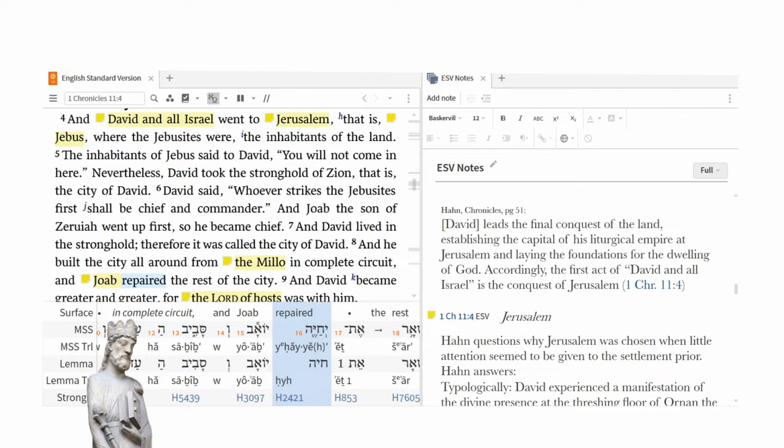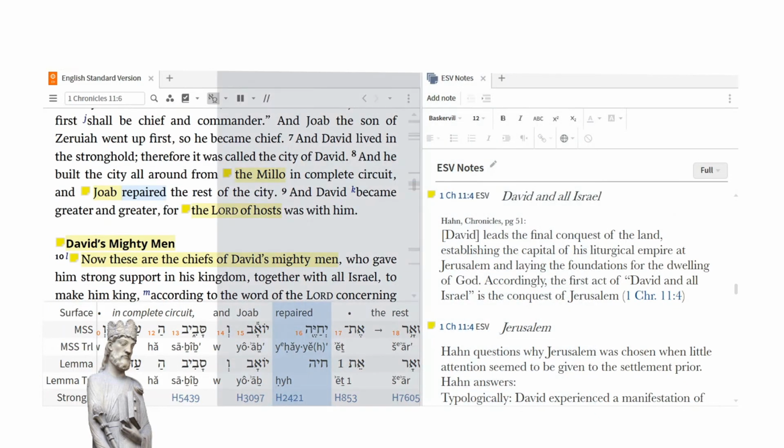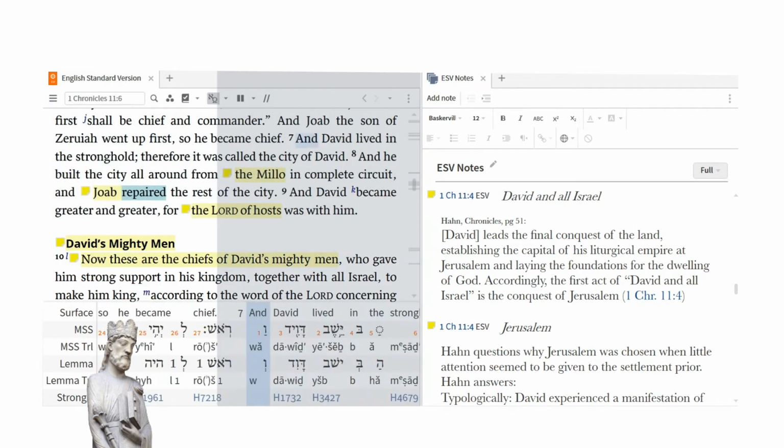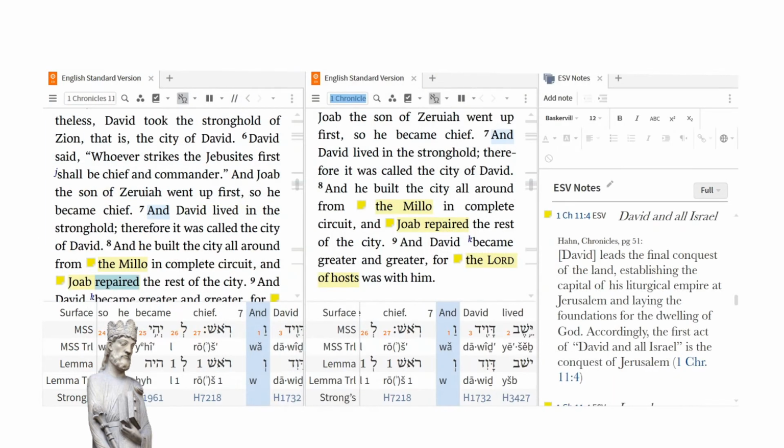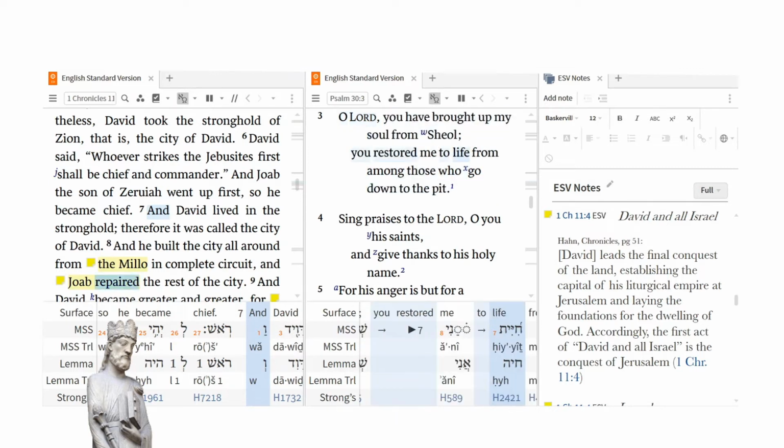And the Faith Life Study Bible notes here that the word means to bring back to life, and they reference Psalm 30 verse 3 specifically. It's kind of a well-known psalm. Let's just go ahead and look at it. Psalm 30 verse 3. O Lord, you have brought up my soul from Sheol. You restored me to life among those who go down to the pit. And it's this language here of you restored me to life.